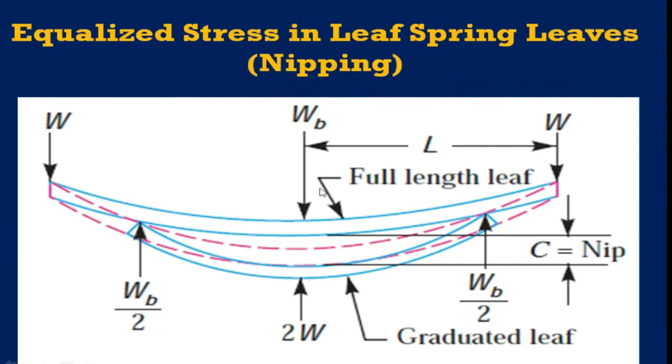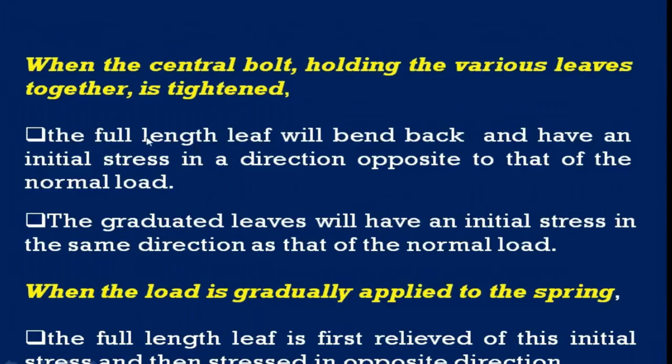So, when the load is applied, this full length leaf will move downwards and the graduated leaf will move slightly upwards, so that this gap is minimized and nullified. When the load brings this leaf to this line position, it is subjected to a load. And this spring always tries to come back to the initial curvature when the load is removed. That means it is induced with an amount of stress which is opposite in sense to the direction of load. That's what we have discussed in this first point.